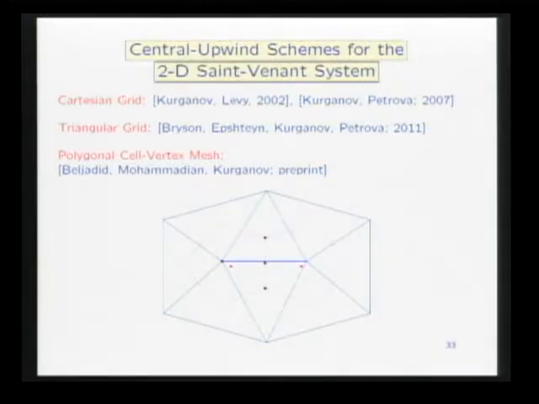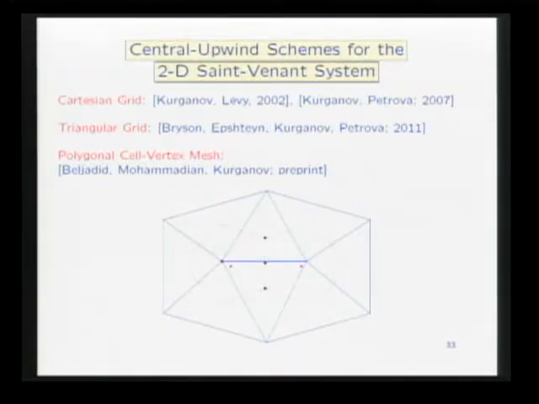So for 2D, again, I said that I will not write any formula because it takes time to introduce notation and so on, but we did this on Cartesian grids in both papers with Ron Levy and Gergana Petrova, then on triangular grids in a more recent paper with Bryson, Epshteyn, and Petrova, and in a very recent paper which we submitted just 2 months ago, we extended it to polygonal cell-vertex meshes.